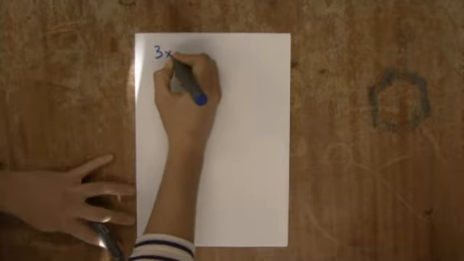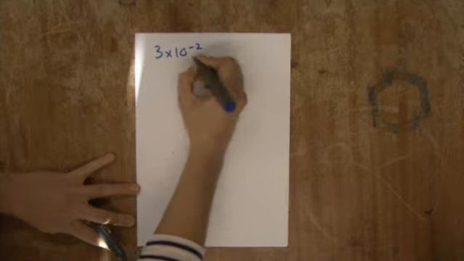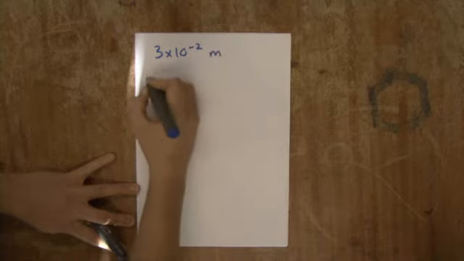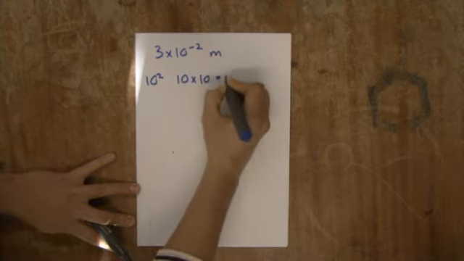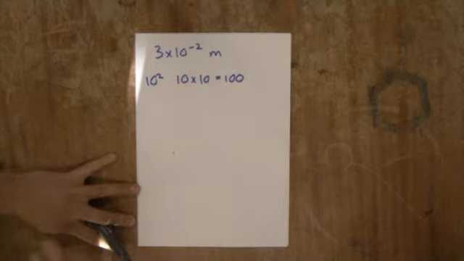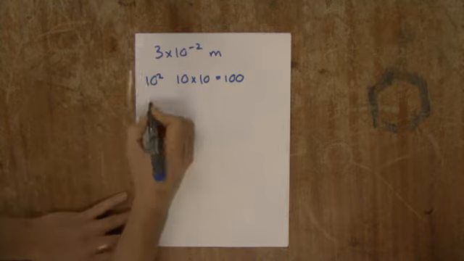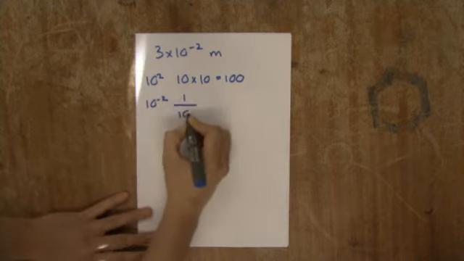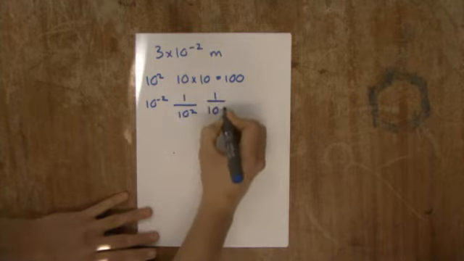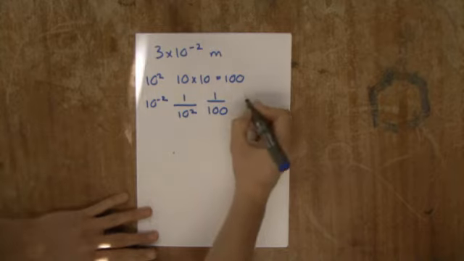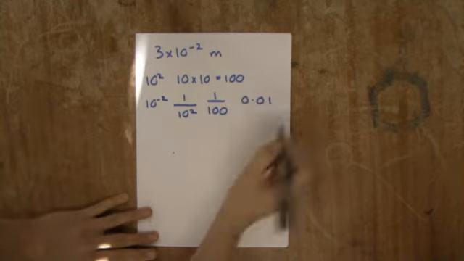Now let's look at that decreasing powers a bit better. So this 3 times 10 to the minus 2 meters, what on earth does this minus 2 mean? Well, we know that when it's 10 to the 2, it's 10 by 10, which is 100. This minus 2 means that it's divided by, so this 10 to the minus 2 is the same as 1 over 10 squared, which is the same as 1 over 100, which is the same as 0.01.